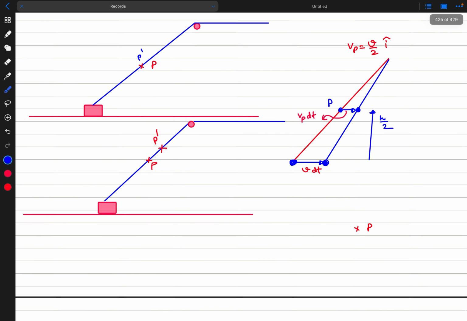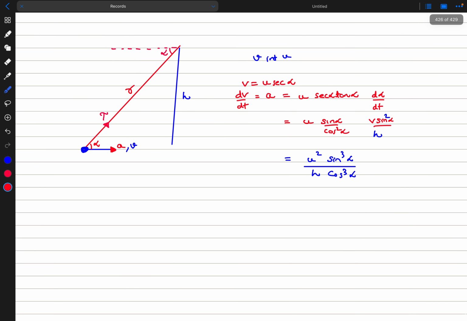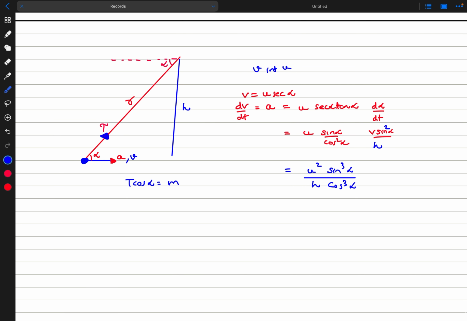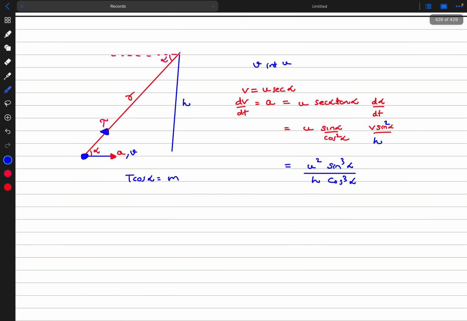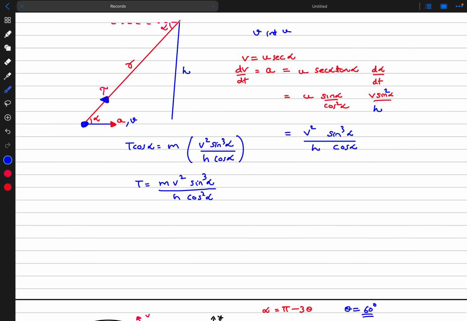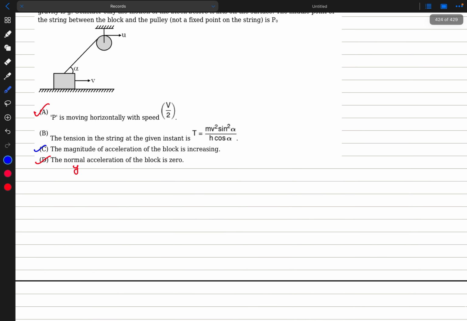And finally, the tension. The tension is acting along the rope, so T cos alpha, the x component, is providing the acceleration. I guess they want the answer in terms of V, so we'll get rid of U. U is V cos alpha, so this is V squared cos squared alpha. So this would be a cos alpha, right? So M times V squared sine cube alpha divided by H cos alpha. So this will be the final answer. And I guess there is a cos squared missing here, so this would be wrong.